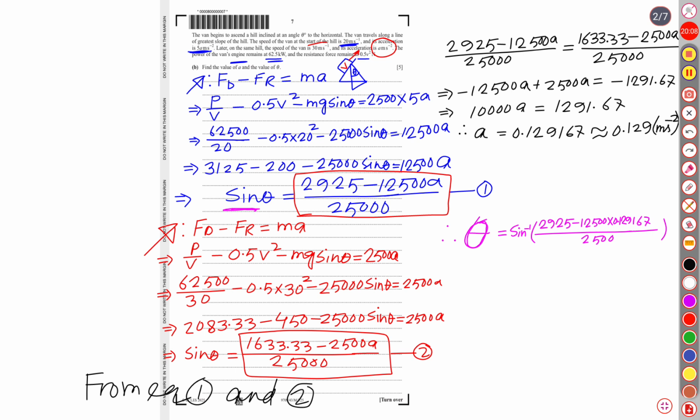So if we transpose sine to the other side, theta is going to be sine inverse of 2925 minus 12,500 into our acceleration 0.12916. Remember, we will have to take some more digits after the decimal point for a more accurate answer. Then our theta is going to be 3.0 degree. So our answers are: theta is 3.0 degree, where acceleration is 0.129 meter per second squared. That's all about this question.